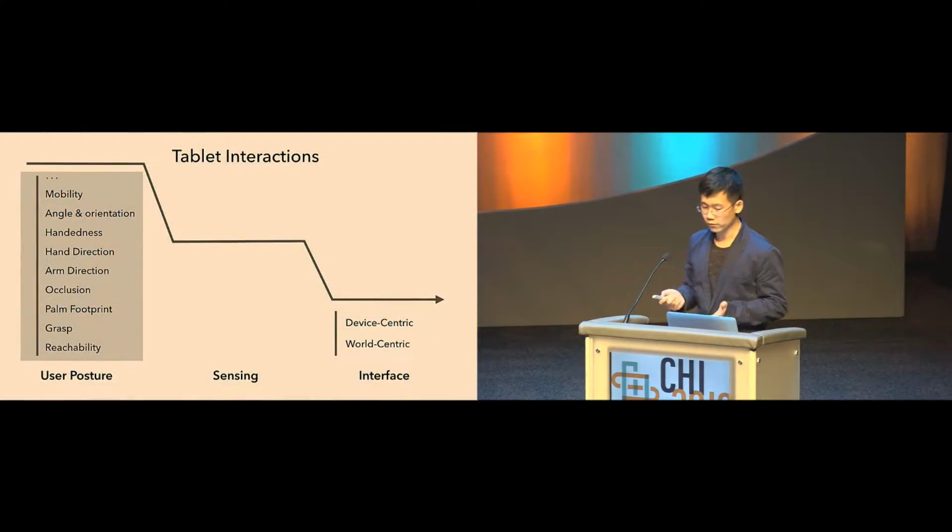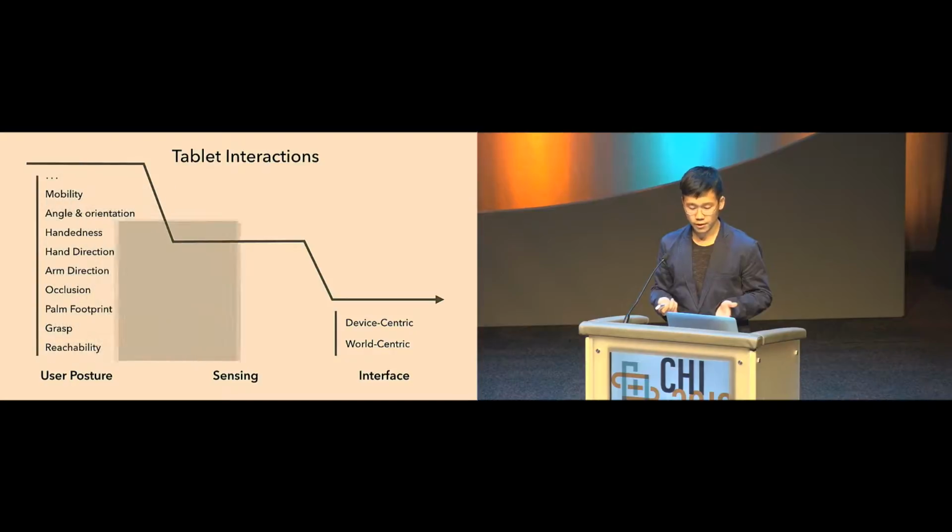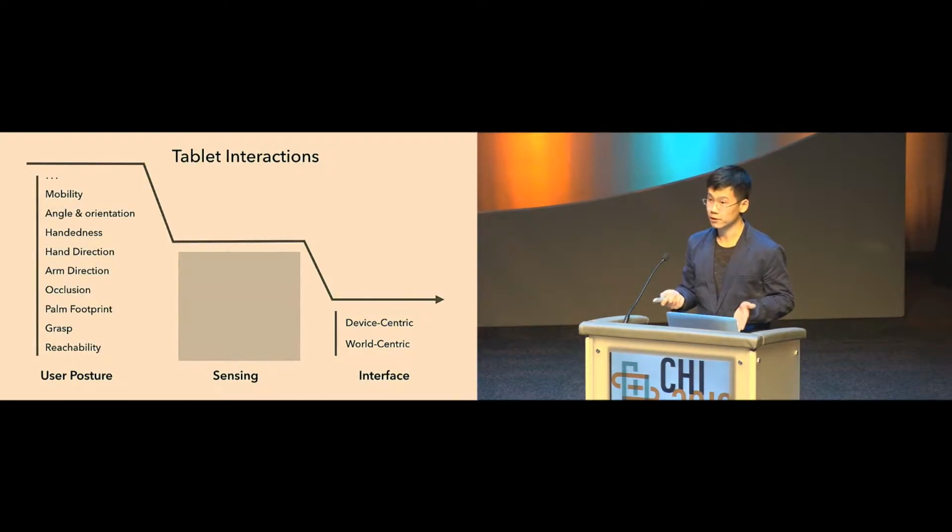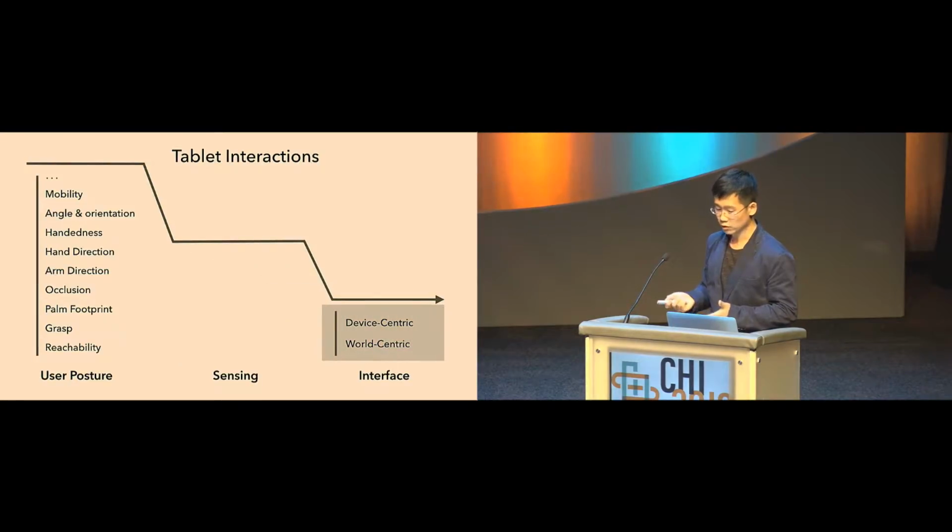To illustrate the goal of this work, let me draw a chart that reflects the common tablet interactions, from which we can see a degradation. On the left side, we have rich user posture information, and due to the limitation of tablet sensors, not all of them can be sensed. And down to the end of the chart, here we have existing tablet interfaces, which are mostly device and world-centric, knowing little about user postures.